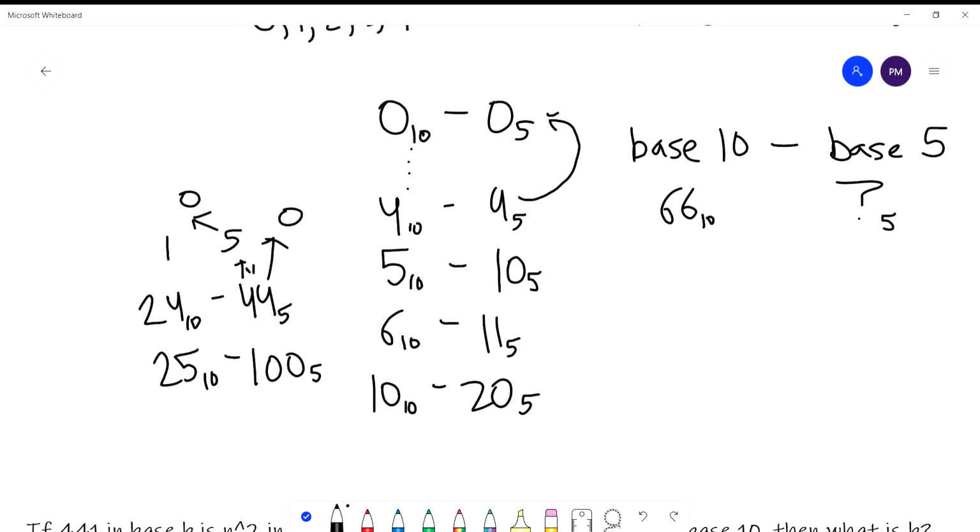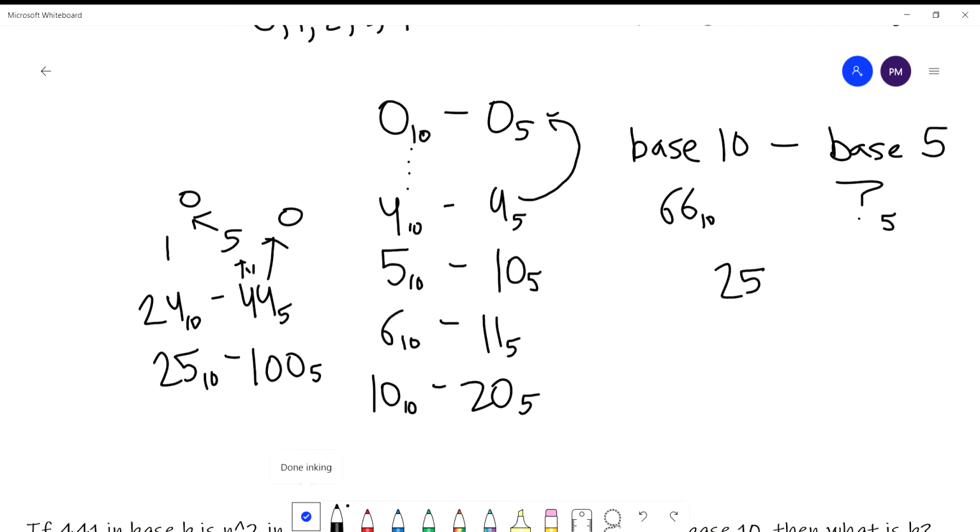Well, it kind of works converting it from base 5 to base 10, except that it's backwards. So first of all, we have to find the highest power of 5 which is less than this number. In this case, it has to be less than 66. Okay, so that's pretty easy, it's 25.